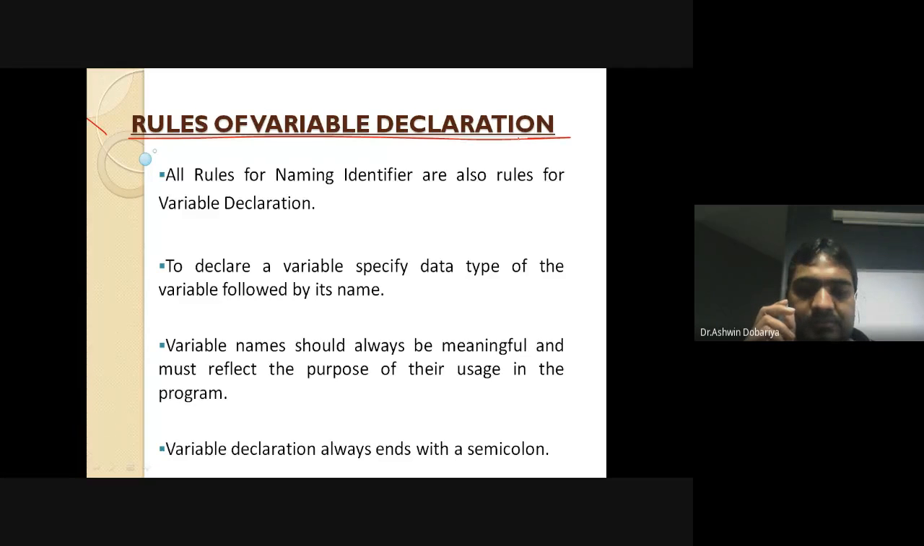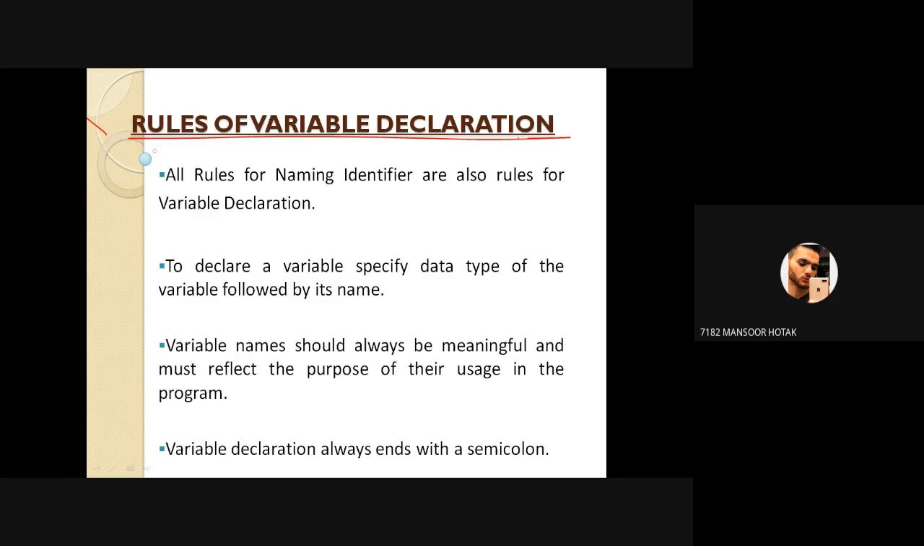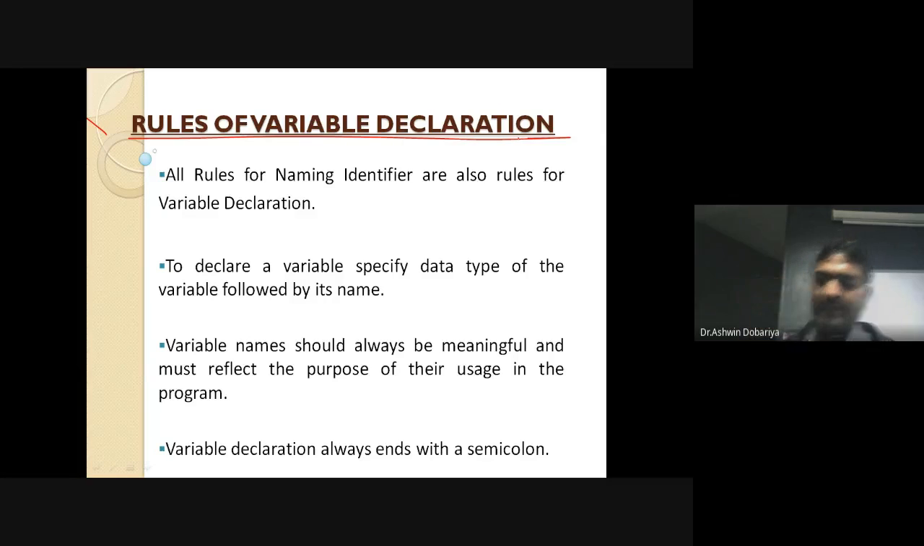Yes, we remember some of the rules. Yes sir, these norms are repeated over here. Let me discuss them one by one. Suppose I want to declare a variable in my program, then which norms? See, the first norm: all rules for naming identifier are also rules for variable declaration.